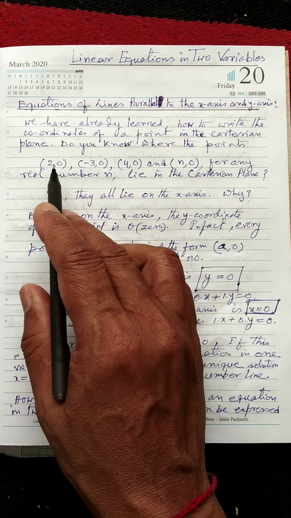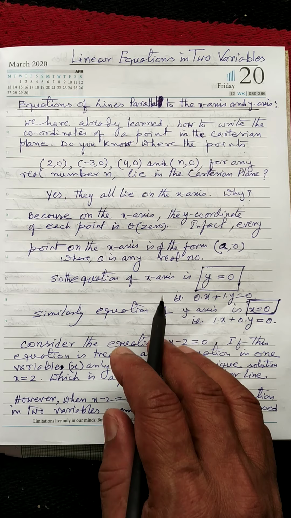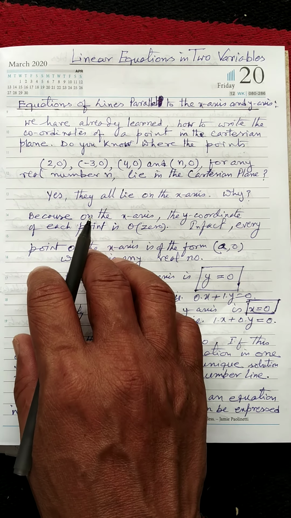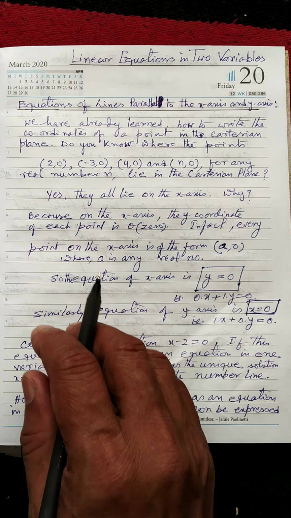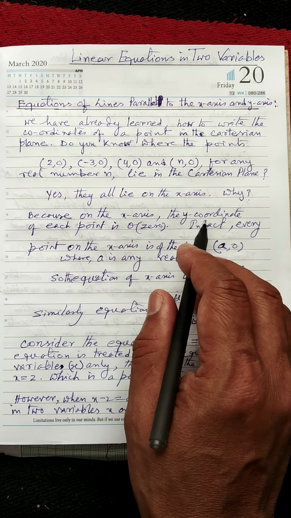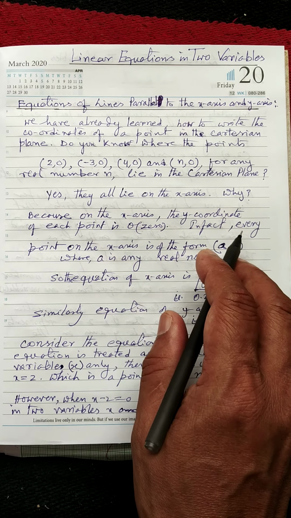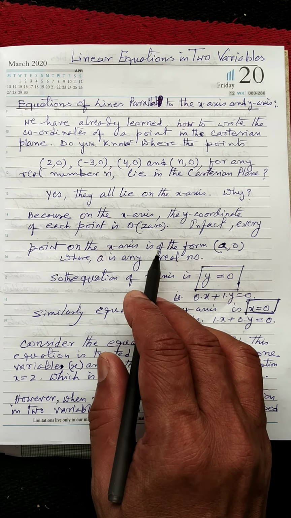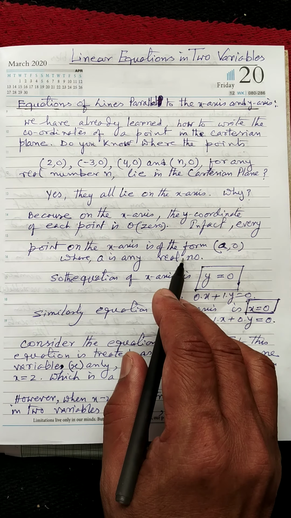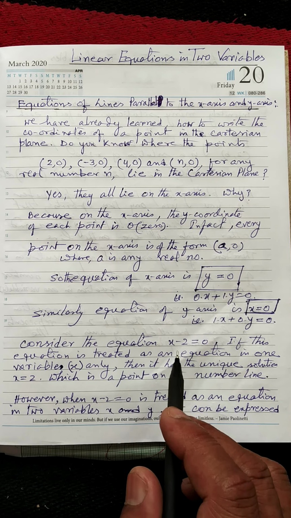Why? Because on the x-axis the y coordinate is 0. If you draw two perpendicular lines on the graph paper, the x-axis is the horizontal line, and every point on the x-axis has y coordinate 0. In fact, every point on the x-axis is of the form (a, 0), where a is any real number: -1, -2, -2/3, -3, 4, whatever it may be.